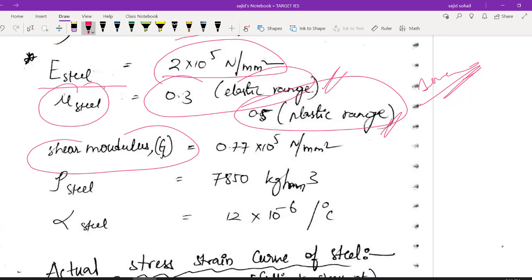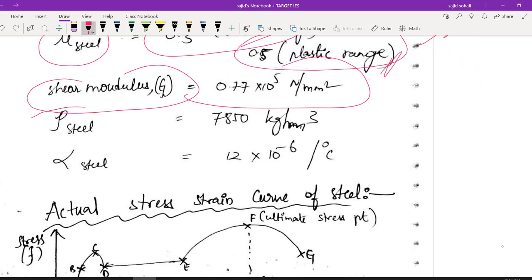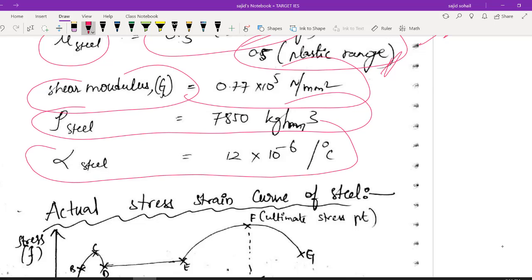What is your shear modulus G value? 0.77 into 10 to the power of 5 Newton per mm square. And what is the density of steel? 7850 kg per meter cube. And the coefficient of thermal expansion is 12 into 10 to the power of minus 6 per degree centigrade.